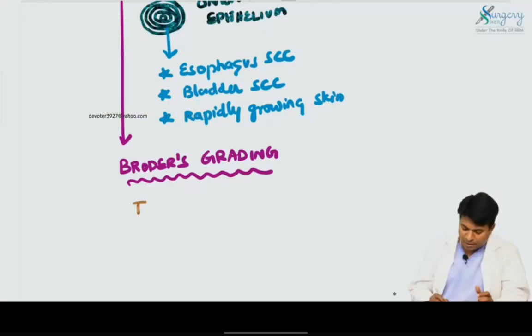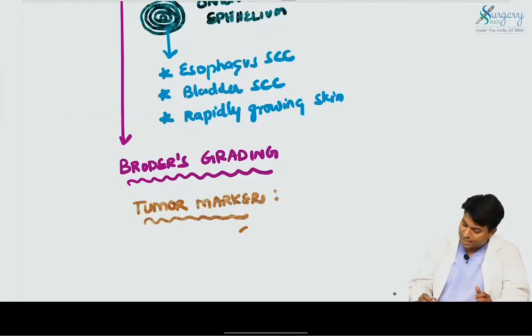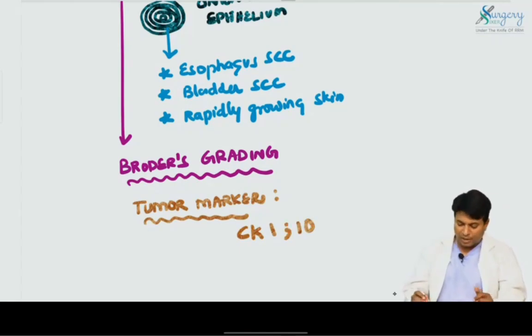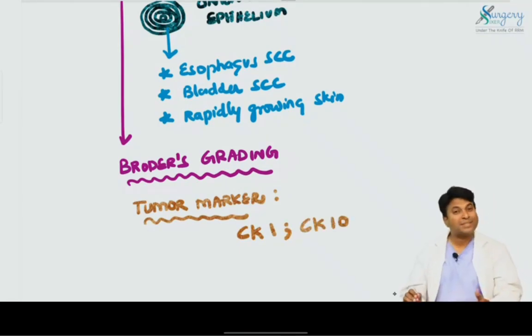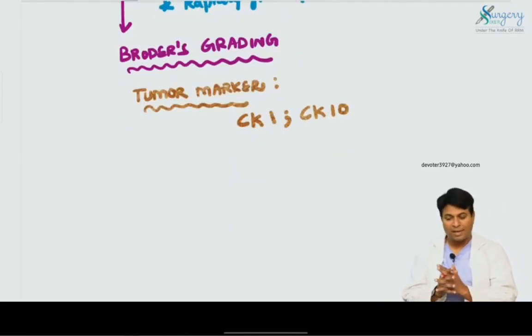And there is a tumor marker. What is the tumor marker for squamous cell cancer? Yes, the tumor marker can be asked. Please don't forget it is cytokeratin 1 and 10. Cytokeratin 1 and cytokeratin 10 are the two squamous cell cancer tumor markers. Please don't forget these points. So squamous cell cancer has two tumor markers, CK1 and CK10.